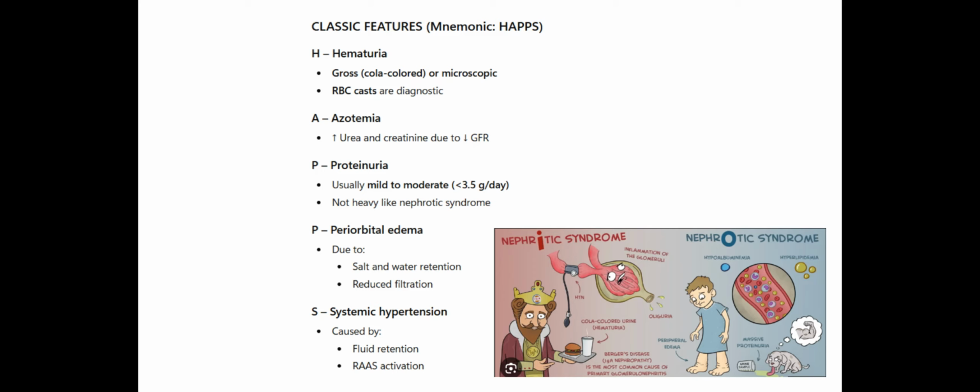Oliguria. Due to reduced glomerular filtration rate, urine output decreases. Patients may notice reduced frequency and volume of urination. Proteinuria. Proteinuria in nephritic syndrome is usually mild to moderate. It is significantly less than that seen in nephrotic syndrome.